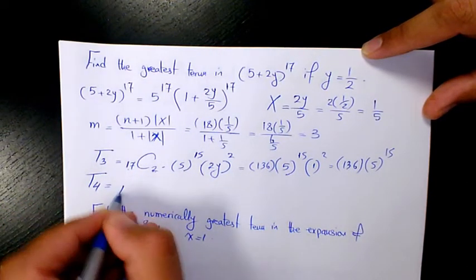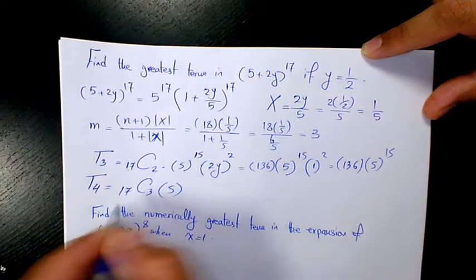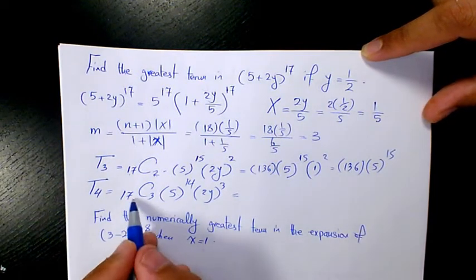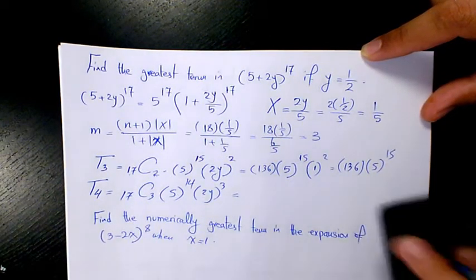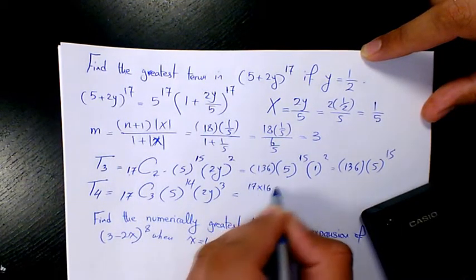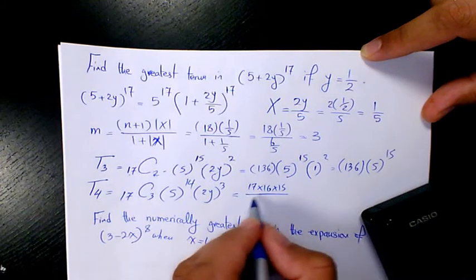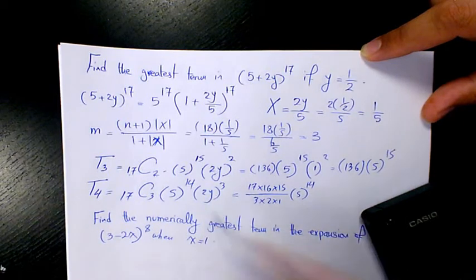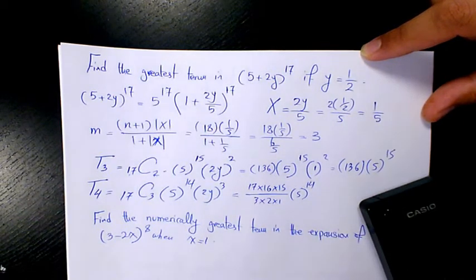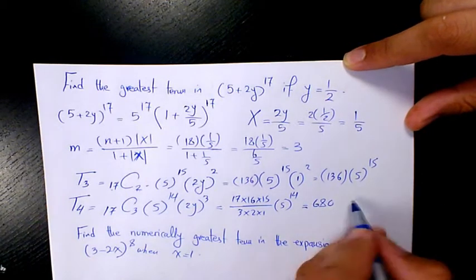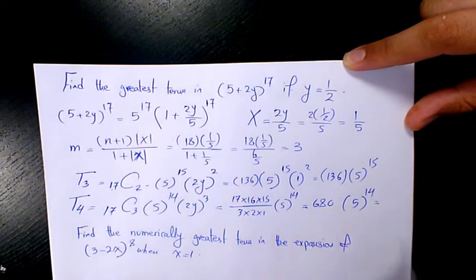That's going to be 17C3, 5 to the power of 14, 2y to the power of 3. So 17 factorial divided by 14 factorial divided by 3 factorial, so 17 times 16 times 15 over 3 times 2 times 1, times 5 to the power of 14, and this one is going to be 1 to the power of 3, which is going to be the same. So 17 times 16 times 15 divided by 6, that's 680 times 5 to the power of 14.